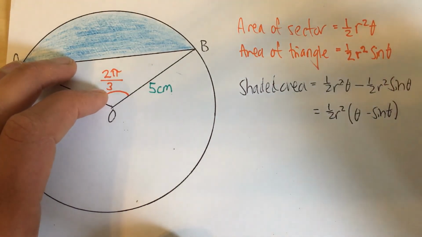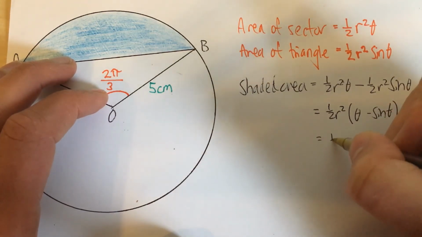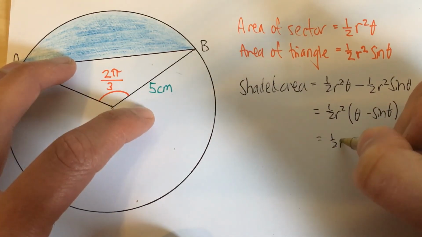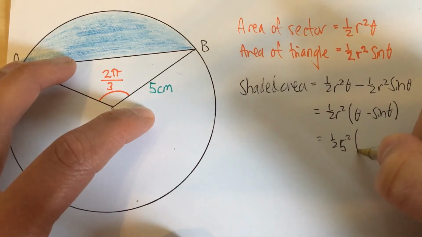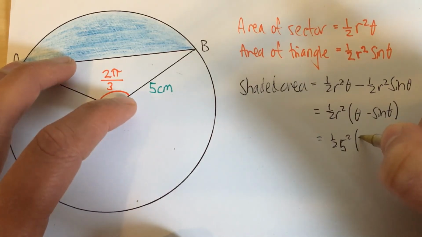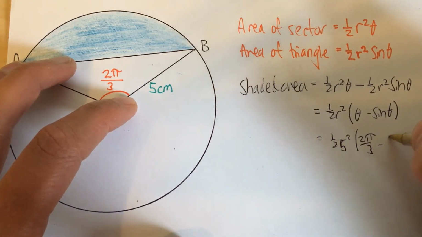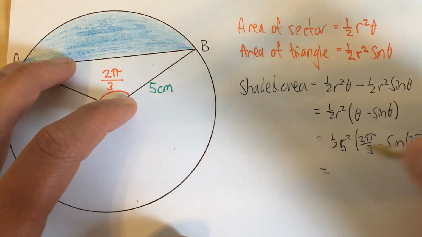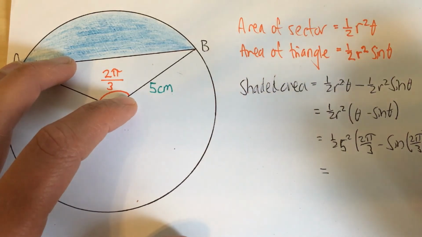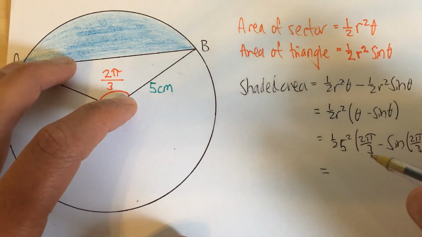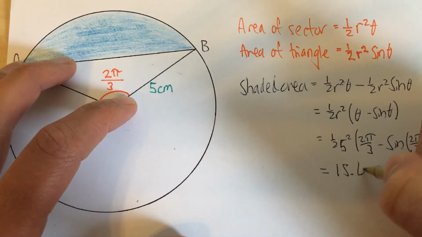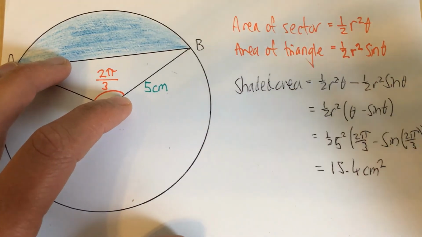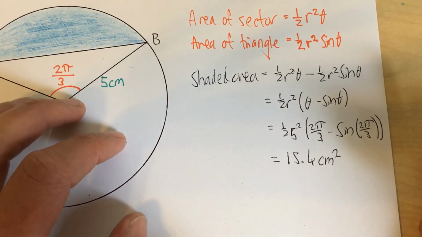Well, let's work this out then by putting in the value. So we've got a half 5 squared brackets 2 pi by 3 minus the sine of 2 pi by 3. And to 3 significant figures, putting that in a calculator will give you 15.4 centimeters squared. But you've got to make sure your calculator is in radians mode.